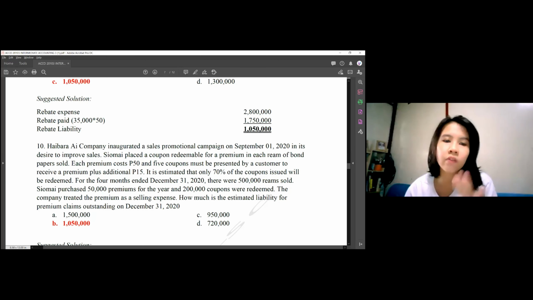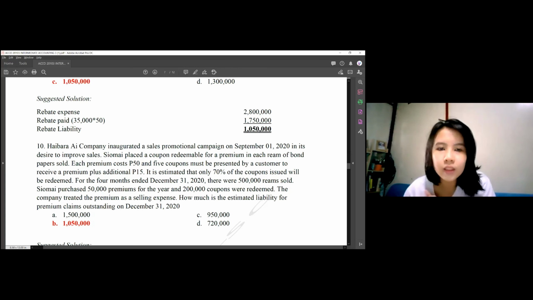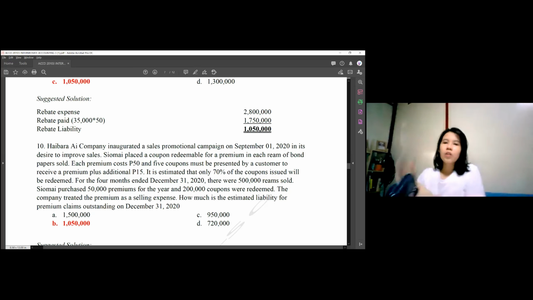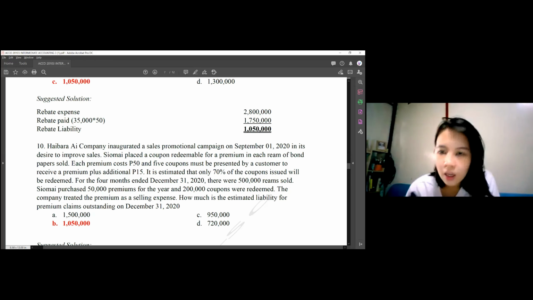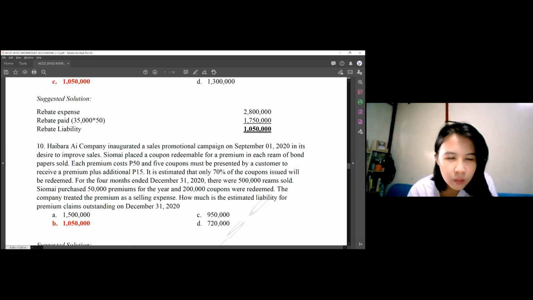Magbabayad muna siya ng 15 pesos bago niya ma-redeem yung each premium. Okay? So, ang estimate nila is 70% lang ng coupons na na-issue ang mara-redeem. So, for the 4 months na nag-end ng December 31, 2020, merong 500,000 reams na nabenta. Okay. Tapos, Siomai na naman.